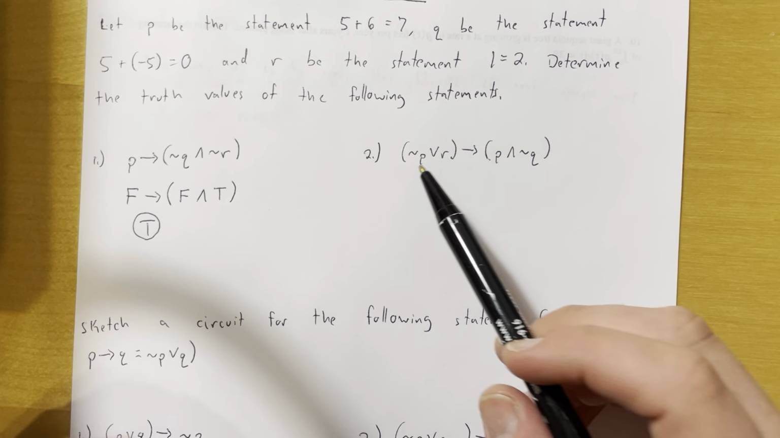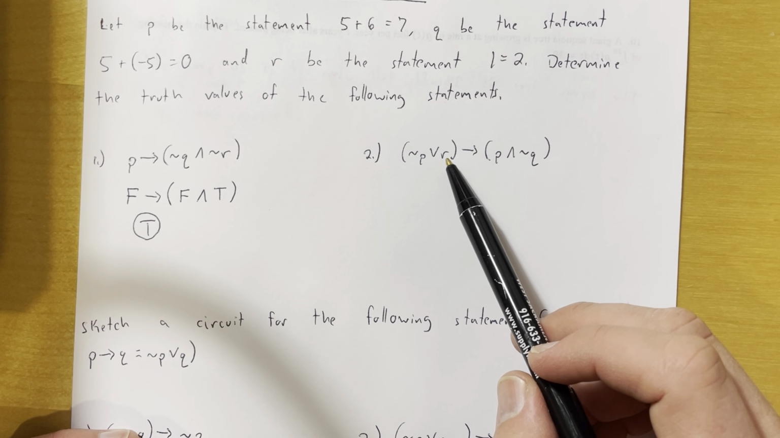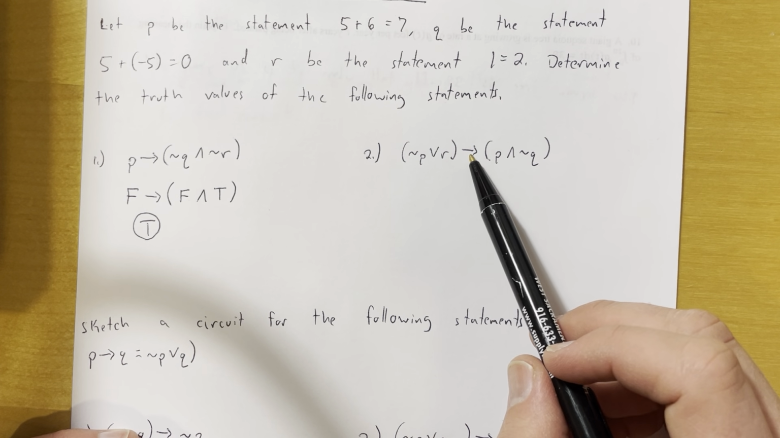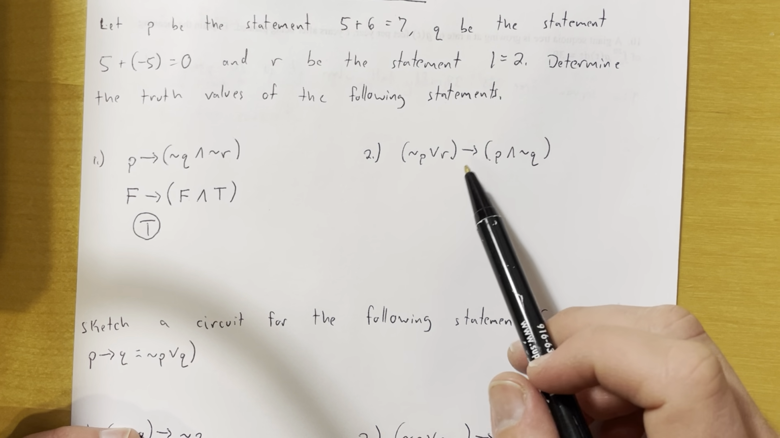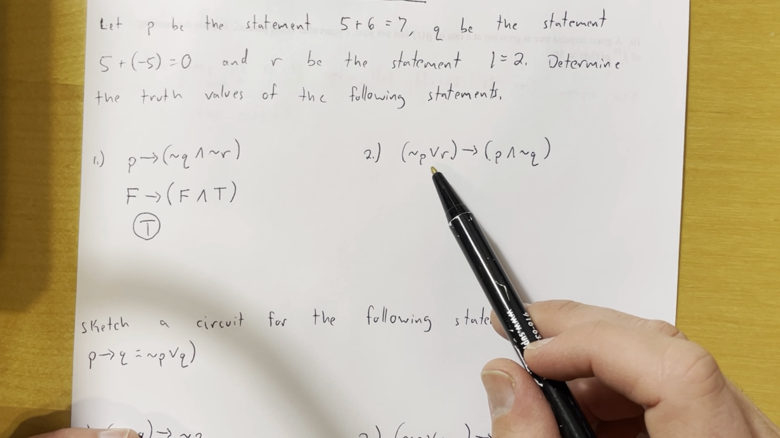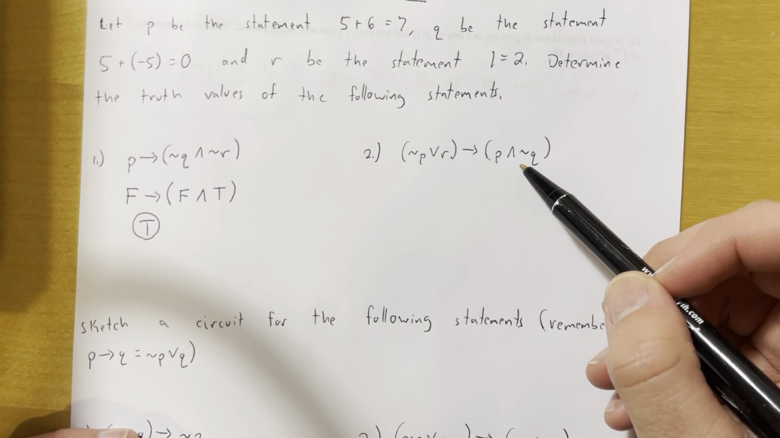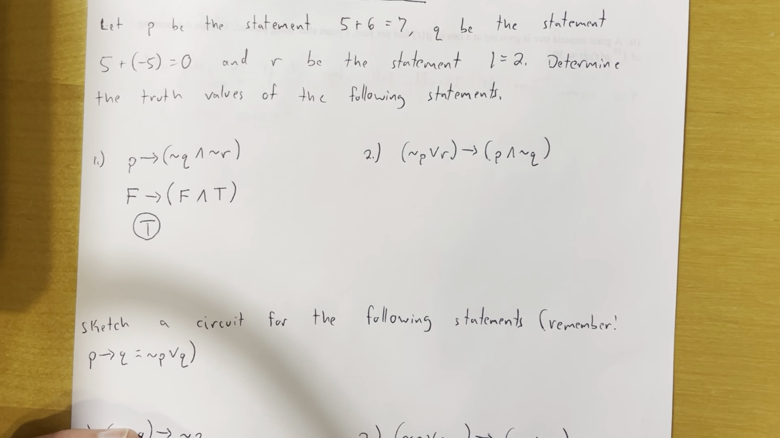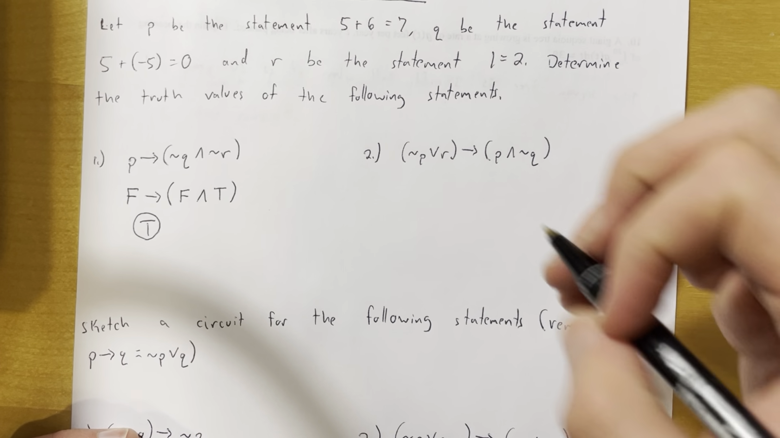Moving on to this one. Slightly more complicated, but it is a conditional because it has that arrow right there. So this one says not P or R, in parentheses, implies P and not Q, also in parentheses. So remember, we always start with in parentheses first, but actually, let me back that up a step. I'm actually just going to replace each component statement with its truth value. So P was, again, a false statement, which means not P must be a true statement.